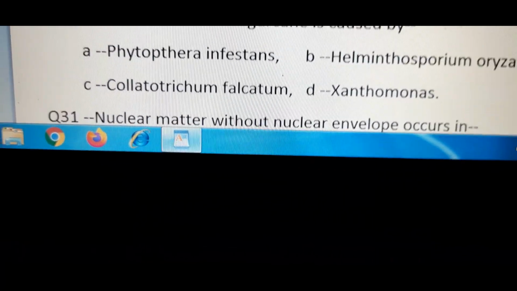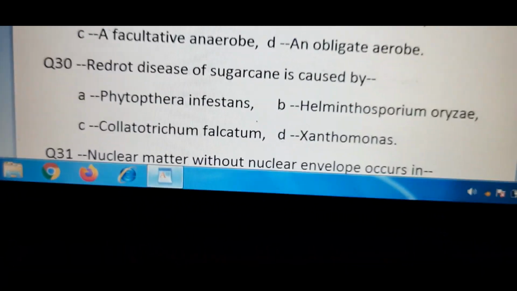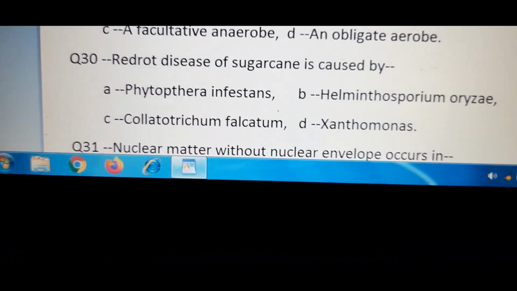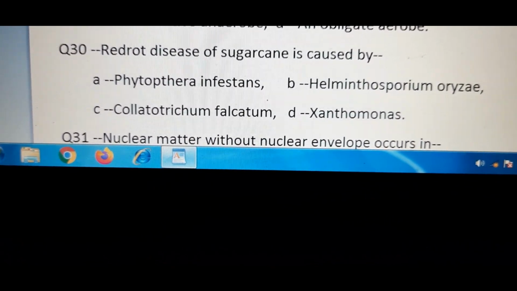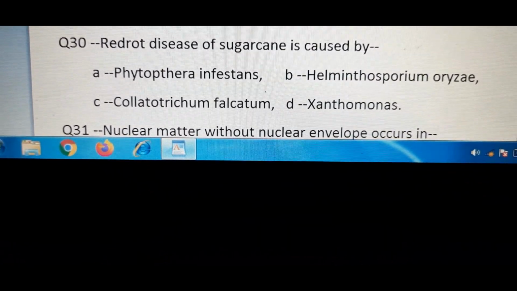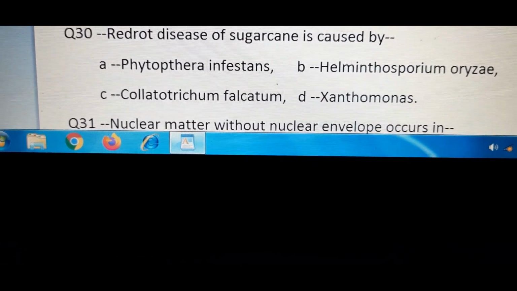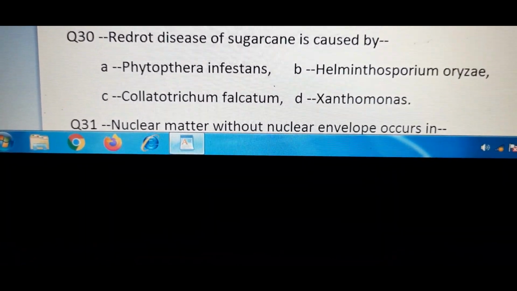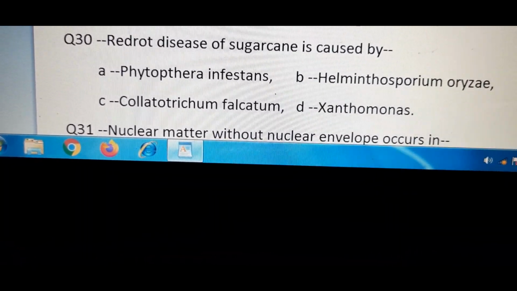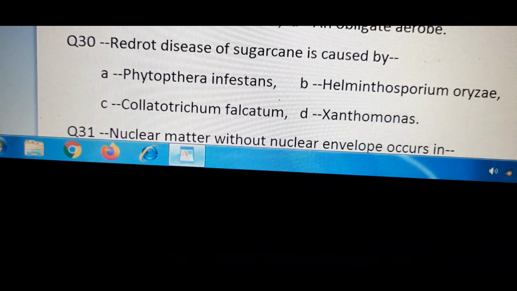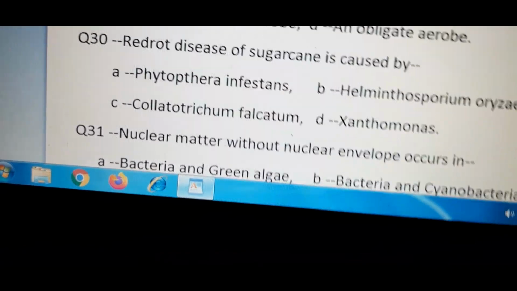30 reads like this. Red rot disease of sugarcane is caused by. So among the answers here, say, it is C is the answer. Colletotrichum falcatum. Colletotrichum falcatum, this particular organism causes that red rot disease, and that we can see better in this diagram. I'll show you.